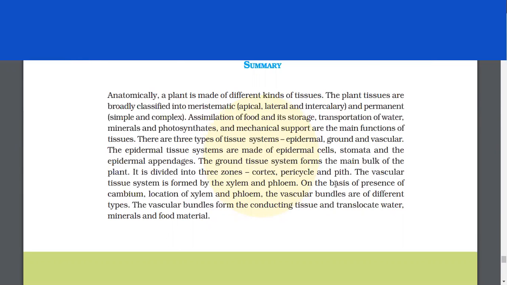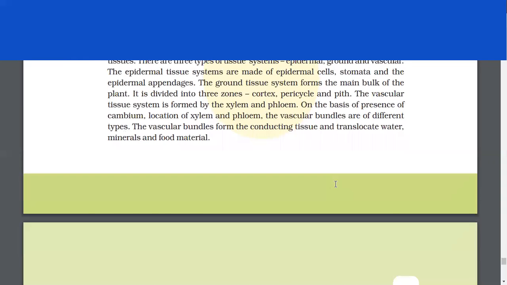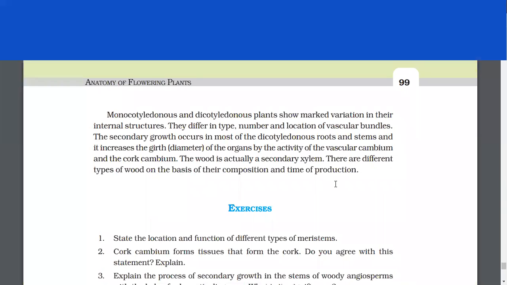On the basis of presence of cambium and location of xylem and phloem, the vascular bundles are of different types. The vascular bundles form the conducting tissue and translocate water, minerals, and food materials. Monocots and dicots show marked variation in their internal structures. They differ in type, number, and location of vascular bundles. The secondary growth occurs in most of the dicot roots and stems, and it increases the girth of the organs by the activity of the vascular cambium and the cork cambium. The wood is actually a secondary xylem. There are different types of wood on the basis of their composition and time of production.